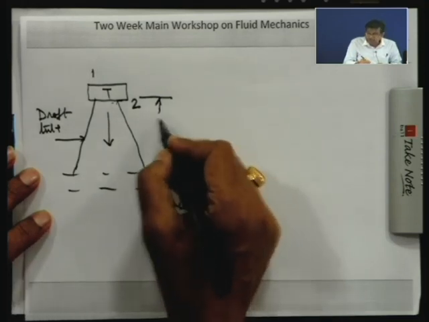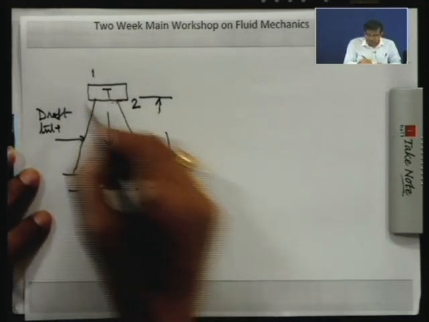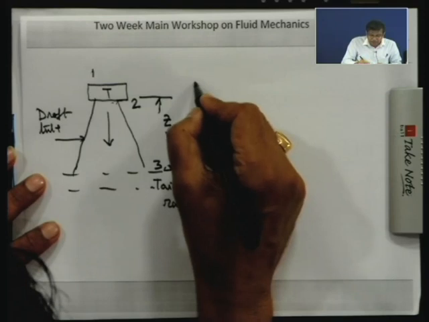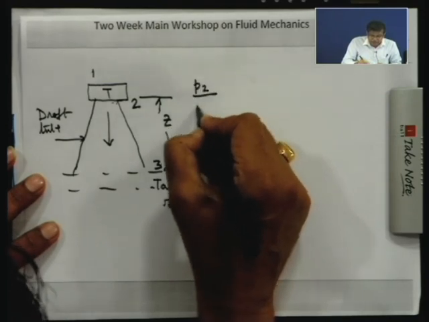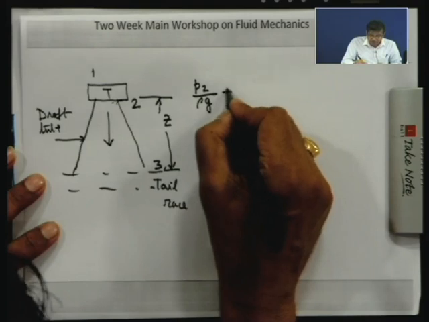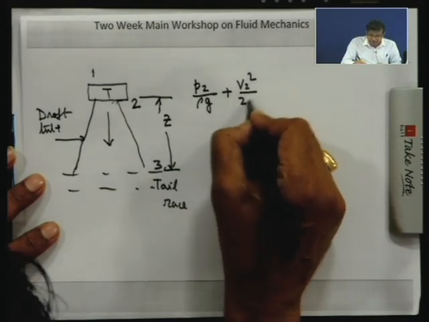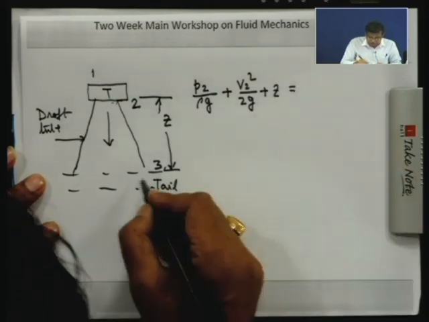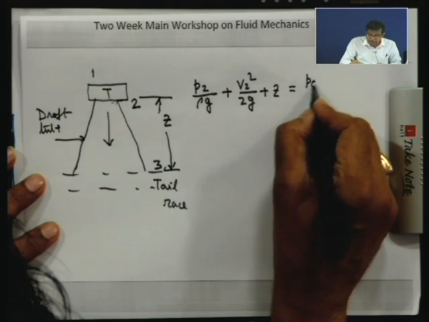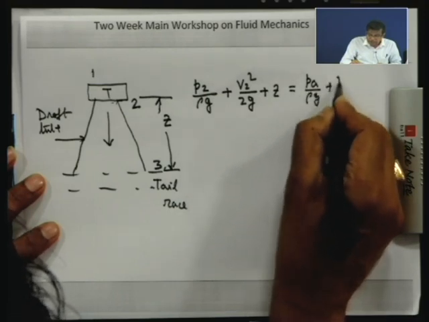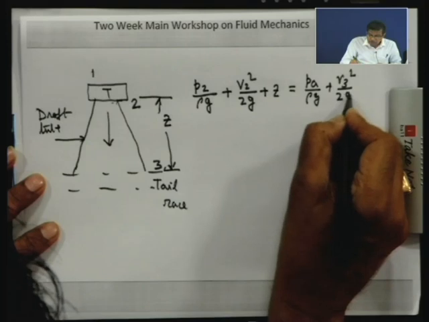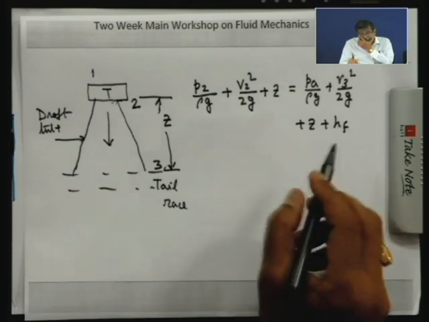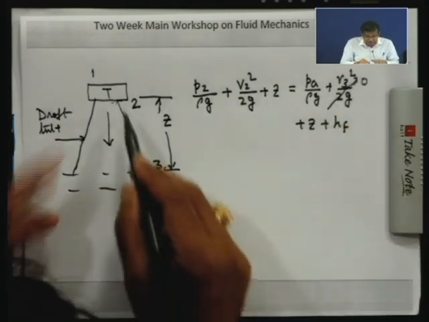Let the runner, along with the scroll casing and guide vanes, all of these, be at a height z from the tail race. Then writing Bernoulli's equation: P2 by rho g, in absolute pressure terms, plus V2 square by 2g plus z is equal to P3, the atmospheric pressure at discharge, plus V3 square by 2g plus z plus h.